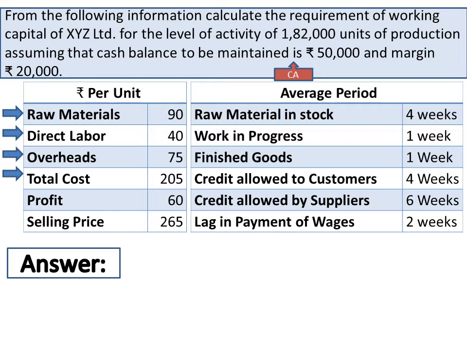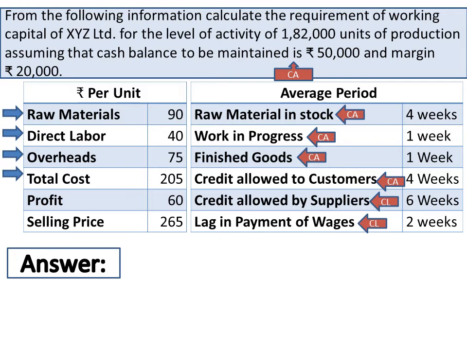Now come to average period information. Okay, so first is raw material in stock, mark it as current asset. Then work in progress, again current asset. Finished goods, current asset. Credit allowed to customers means debtors, again current asset. Next is credit allowed by suppliers means creditors, current liability. And last is lag in payment of wages, again current liability.